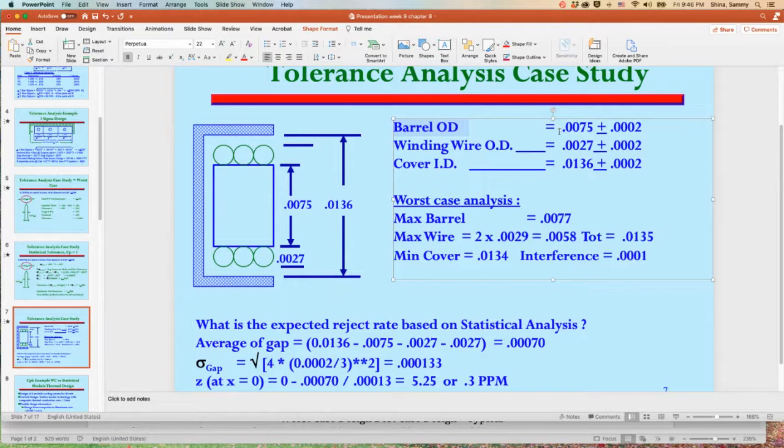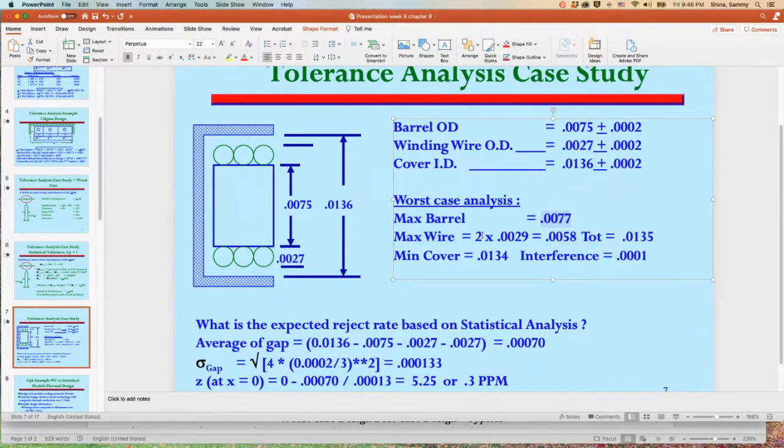The barrel OD is 0.0075 plus or minus 2/10,000. Then you get a winding wire on both sides, which is 0.0027 plus or minus 2/10,000. And then the cover is 0.0136 plus or minus 2/10,000. If we do the analysis in the worst case, the maximum barrel essentially is 0.0075 plus 0.0002, which is 0.0077. You add to that two maximum wires.